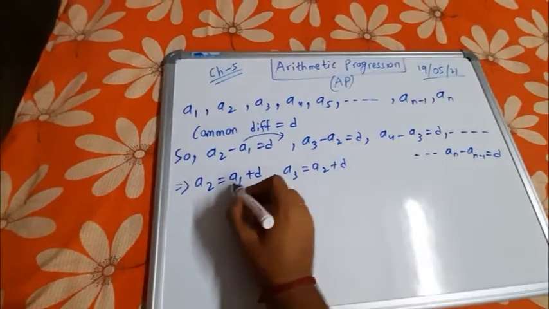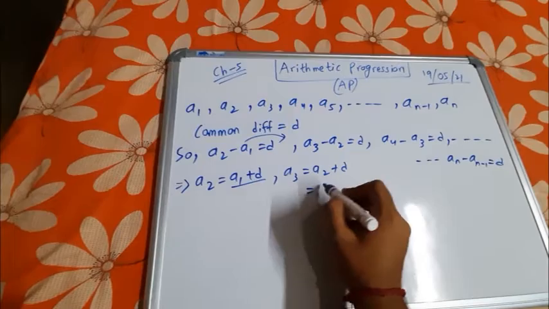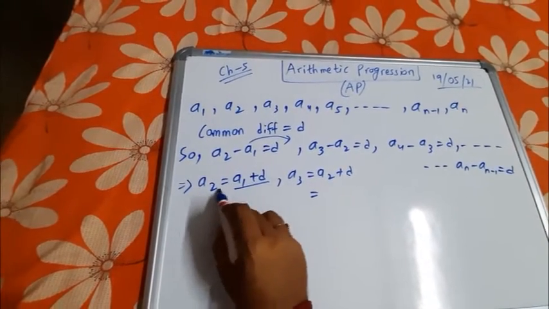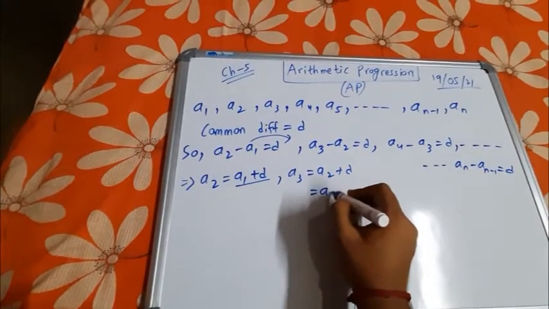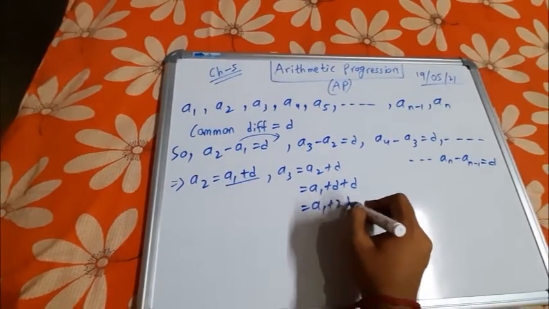Okay, now a2 has its own value, a1 plus d. So I will put a1 plus d over here: a1 plus d plus d, so it will become a1 plus 2d.